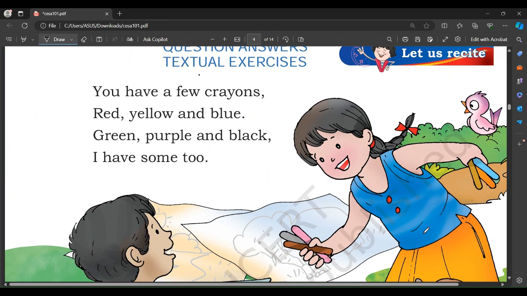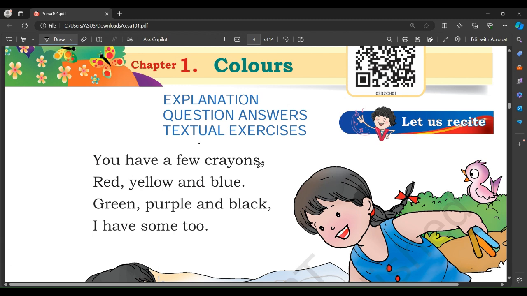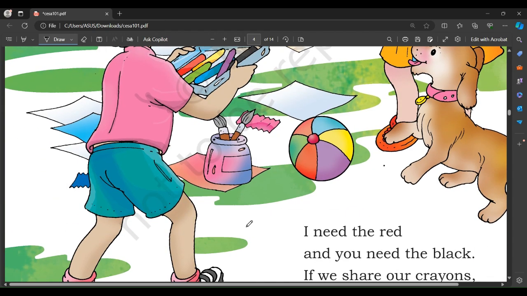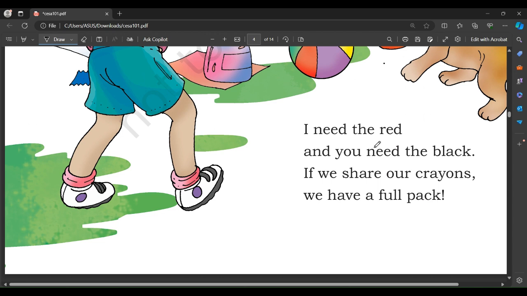Once again, we'll read. You have a few crayons, red, yellow, and blue, green, purple, and black. I have some too. I need the red, and you need the black. If we share our crayons, we have a full pack.